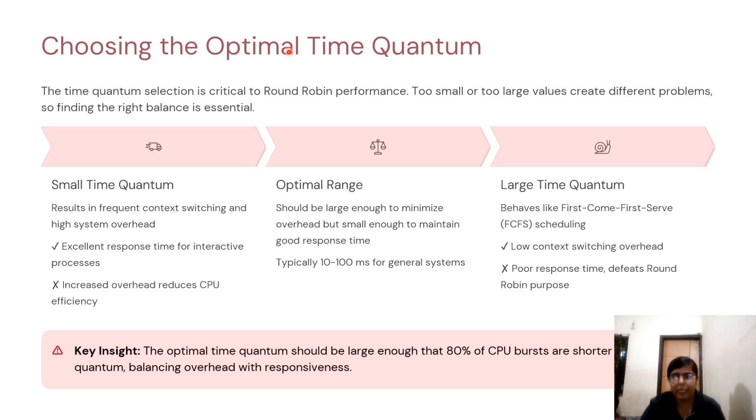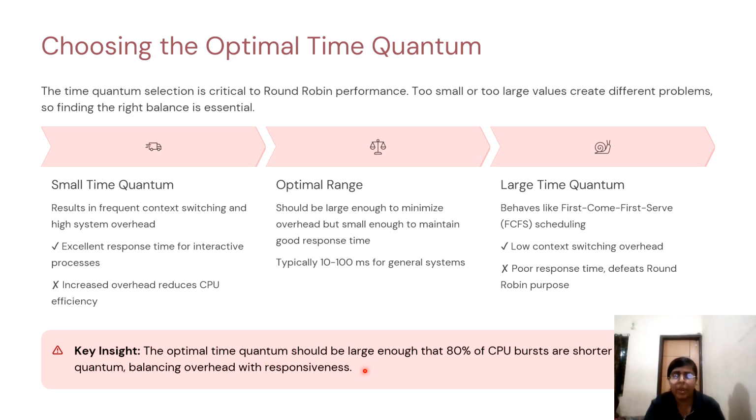Choosing the optimal time quantum. If the time quantum is very small, there will be too many context switches. If it is very large, the algorithm behaves like FCFS. So choosing the correct time quantum is important. By choosing the correct time quantum, our algorithm will be more efficient.